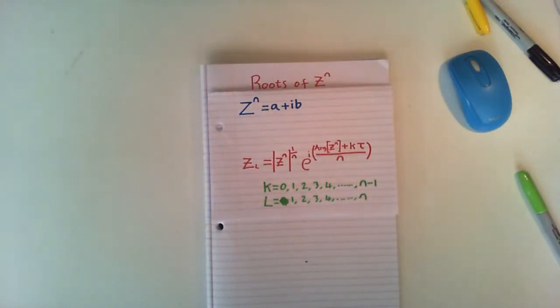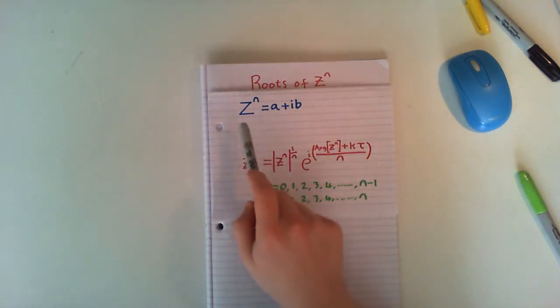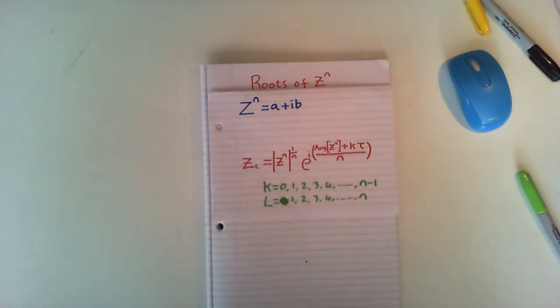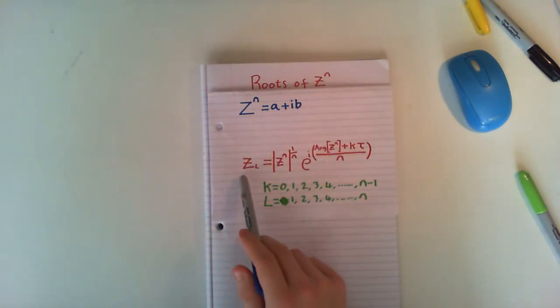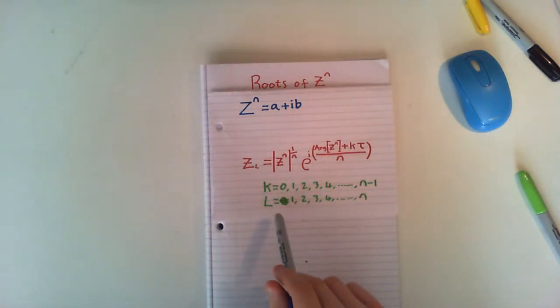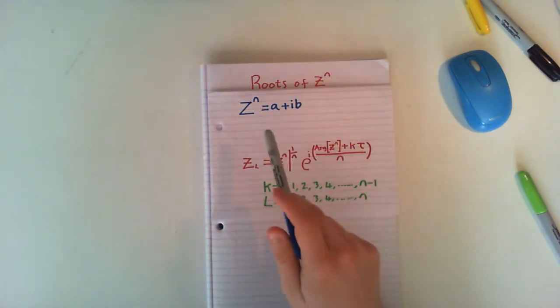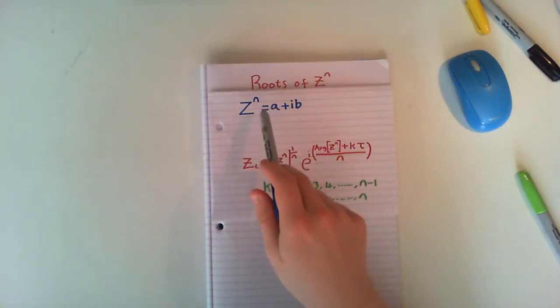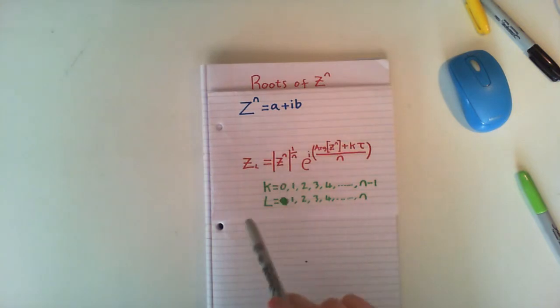Hey, so carrying on with our complex numbers, in this episode we're going to be looking at how to find roots of z raised to the n. So if we've got z in terms of a plus ib, then our z with subscript l, so each of our roots of z, where l increments 1, 2, 3, 4 all the way up to the same as n. So if z was raised to the 50, we'd have 50 roots of z, say.